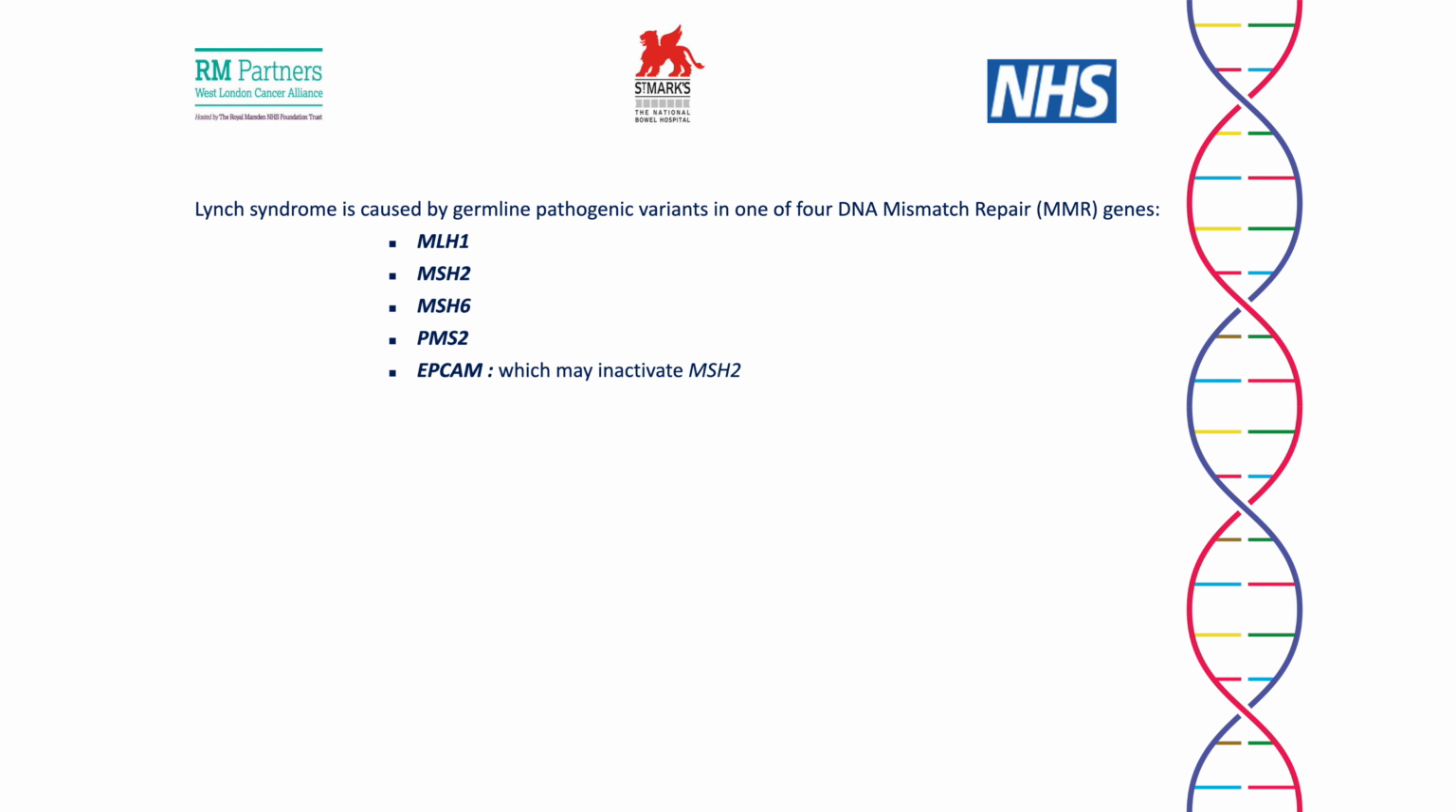Lynch syndrome is caused by germline pathogenic variants in one of 4 DNA mismatch repair genes, which includes MLH1, MSH2, MSH6, and PMS2 genes. There is a 5th gene associated with Lynch syndrome. Deletions in the 3' end of the EPCAM gene can also cause Lynch syndrome through the inactivation of the neighbouring MSH2 gene.